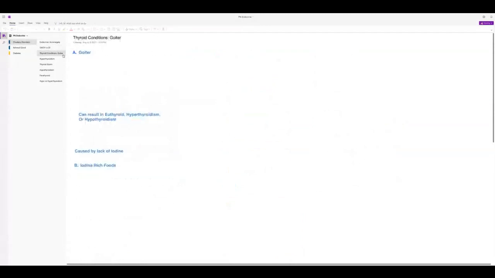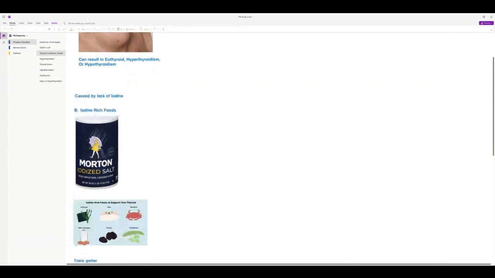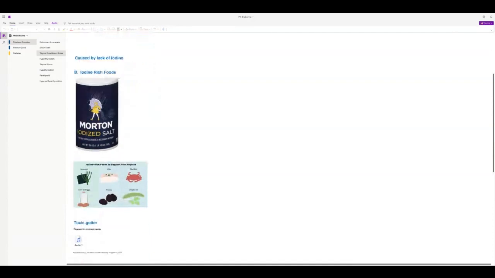Okay, thyroid. Now we're going to switch gears and talk about thyroid conditions. Now, with thyroid conditions, the first thing I'm going to talk about is a goiter. And this person right here has a goiter on their neck. That's where it shows up. Now, this can result in euthyroid, which means good thyroid, which means they could just have a goiter and nothing's wrong with their thyroid. They could result in hyperthyroidism, hypothyroidism. But what it's usually caused from is a lack of iodine. And that's why we started putting iodine in salt. All right. And so that's why we have iodized salt.